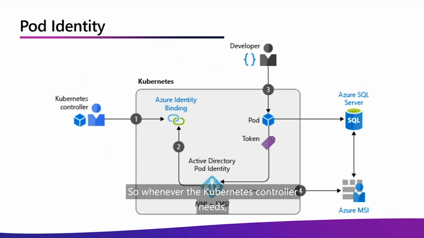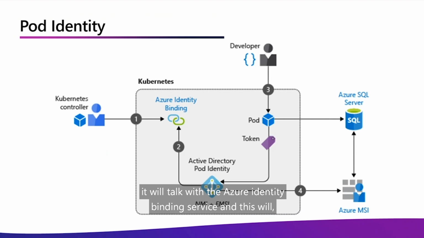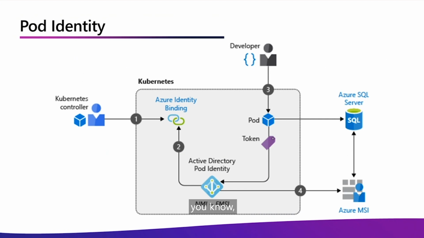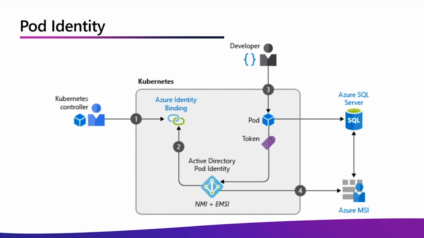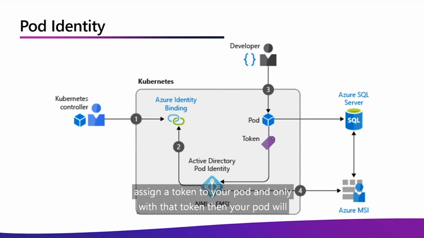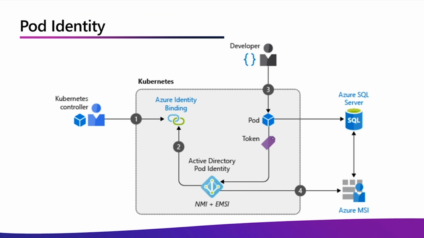So whenever the Kubernetes controller needs some identity, it will talk with the Azure Identity Binding Service, and this will consult the Azure Directory Pod Identity through the NMI and MSI, and assign a token to your pod. And only with that token, your pod will be able to, for example, here, connect to the Azure SQL Server. And that, again, uses the Azure Managed Service Identity. So as you can see here, nowhere in the flow is there a need for credentials, secrets, or anything like that.